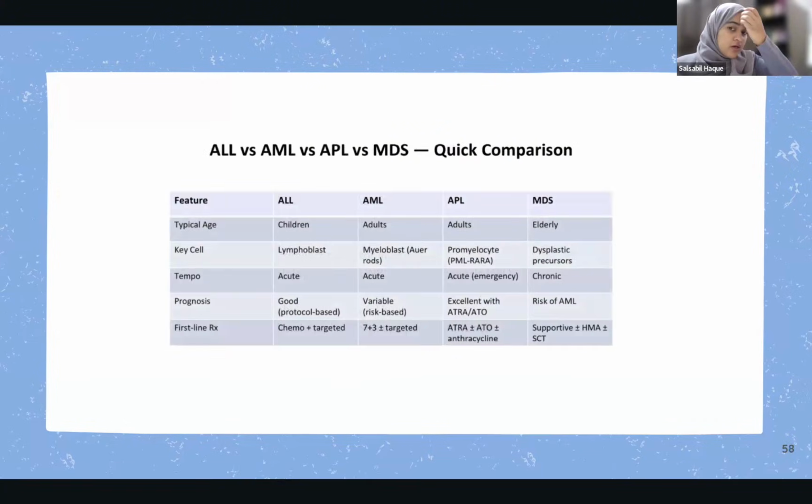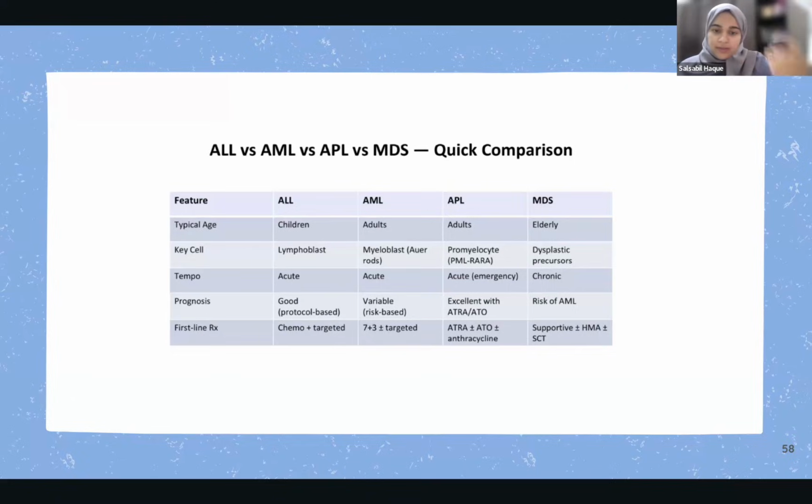Okay, so a quick comparison between ALL, AML, APL and MDS. ALL happens mostly in children. AML is more in adults. APL is also in adults. MDS is in the elderly mostly. With ALL, remember lymphoblasts, good prognosis, initiate chemo properly, do proper CNS prophylaxis, and you're good. AML happens in adults, myeloblasts with Auer rods. It's again acute, so more than 20% blasts, and there is a treatment called 7+3, cytarabine and so on, but you don't need to know all that.